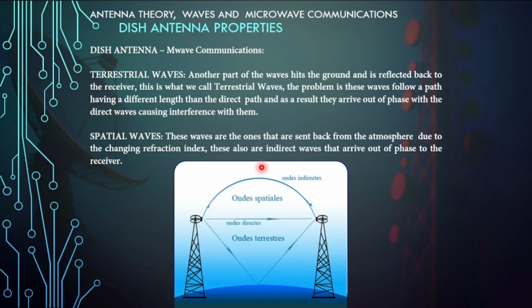Finally, spatial waves are the waves sent back from the atmosphere, specifically due to refraction, due to the changing refraction index as you go up in the atmosphere. They refract to a certain point, and then they are sent back to the receiver, also interfering with the direct waves.